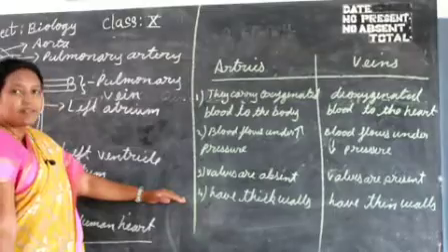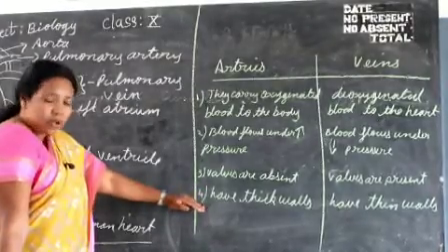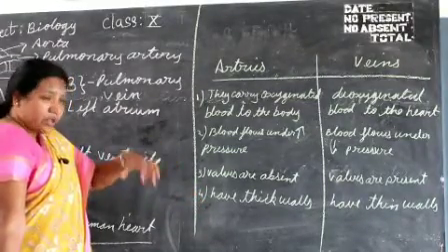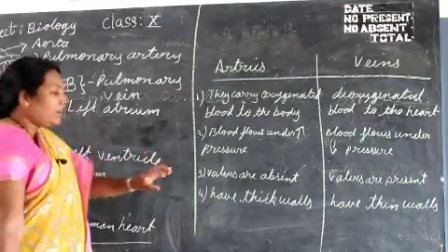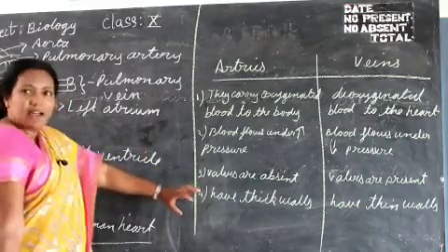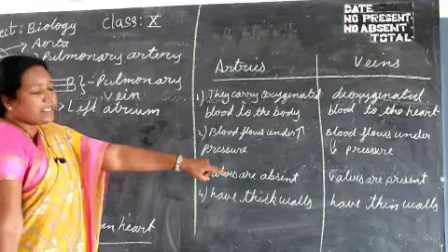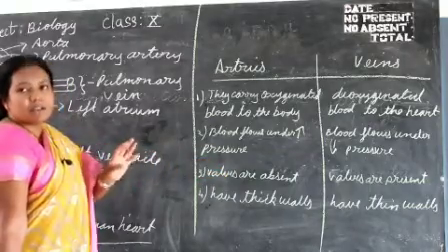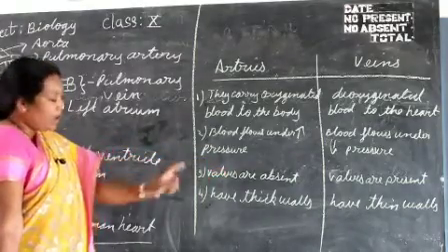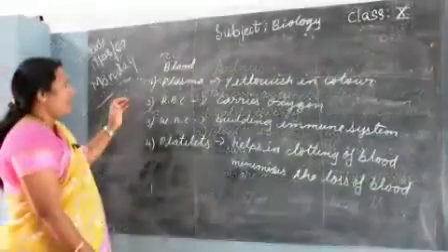Why does artery have thick walls? They have thick walls because they have to circulate the blood with high pressure from the heart, whereas in veins they carry the blood back to the heart. So they are thin wall and here they are thick wall.